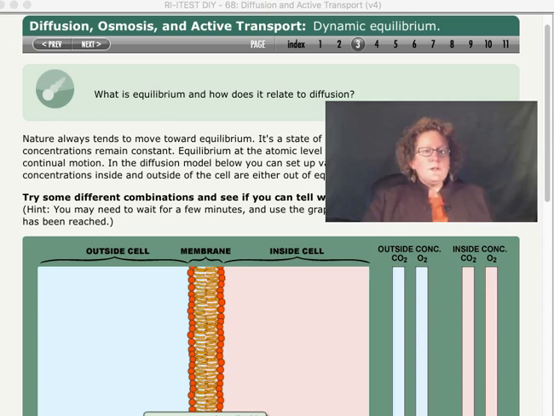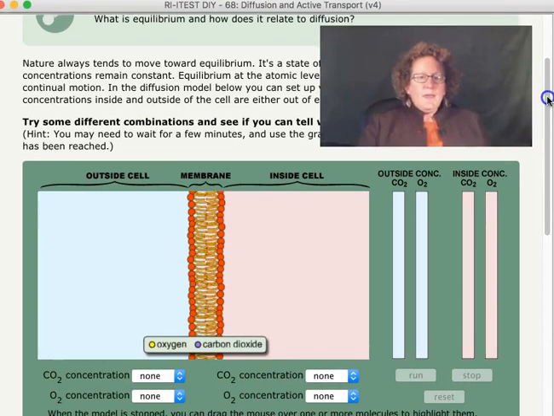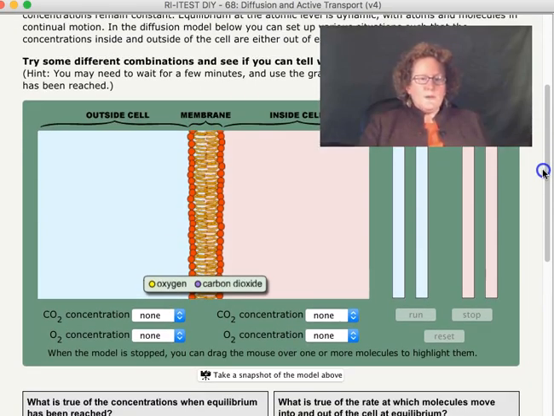So in this section, we're going to talk about what is equilibrium and how does it relate to diffusion. So we're going to be talking more about this idea of the concentration on both sides of the cell membrane becoming equal. That's what equilibrium is. But it's a dynamic equilibrium. It doesn't mean things just stop. It means the rate going one way is equal to the rate going the other way. Nature always tends towards equilibrium, but it always keeps moving.